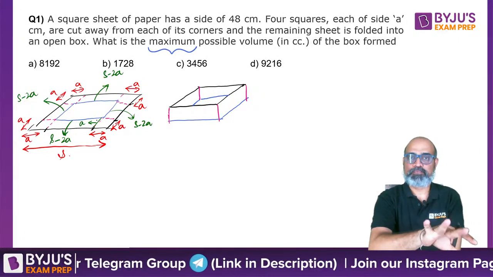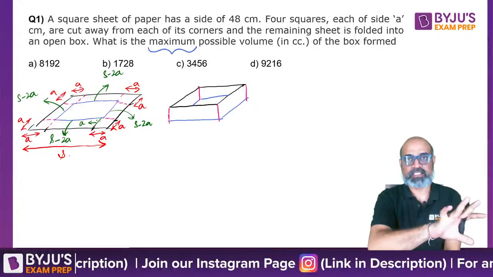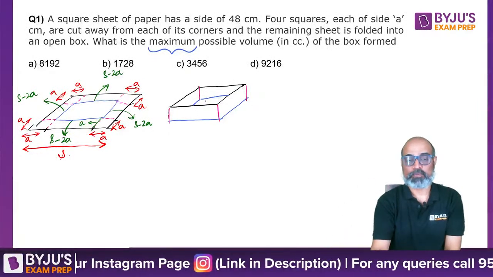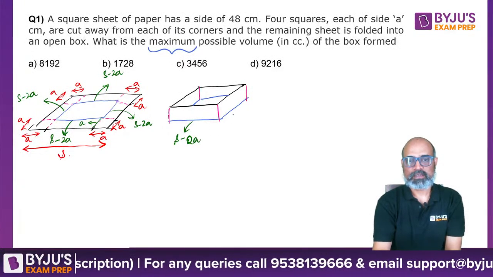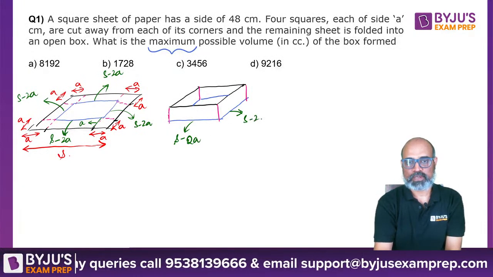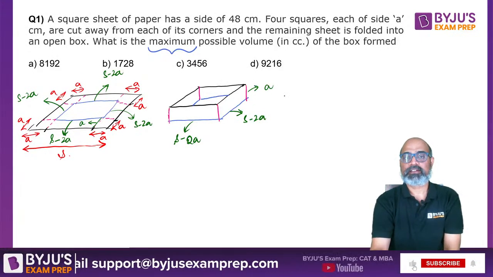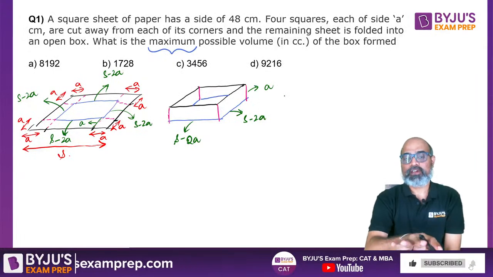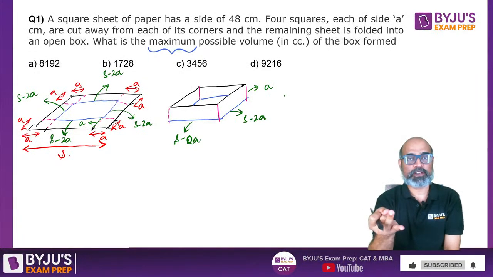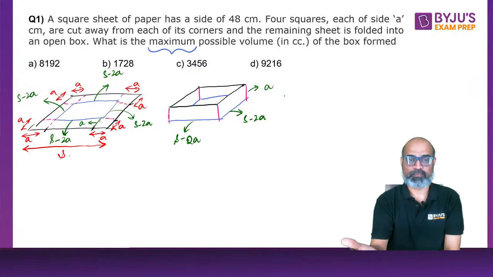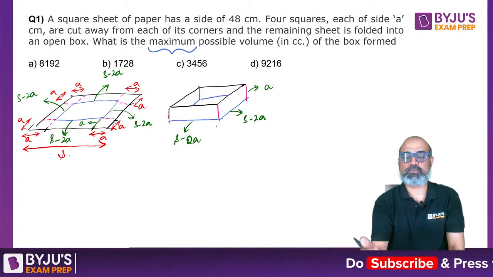So if I place these lengths for the open box, we realize that this is S minus 2a. This is also S minus 2a. And this height is nothing but a. So now we have an open box whose dimension is S minus 2a into S minus 2a into a.